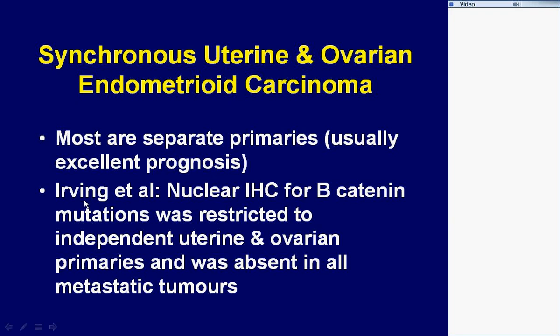But there is a paper by Irving et al. which mentions that if there is nuclear staining with immunohistochemistry for beta-catenin, then it's restricted to independent uterine and ovarian primaries, as this particular marker was not seen in any of the metastatic carcinomas. Now, I have, frankly, personally not used this marker as yet, so I cannot tell you much about it.